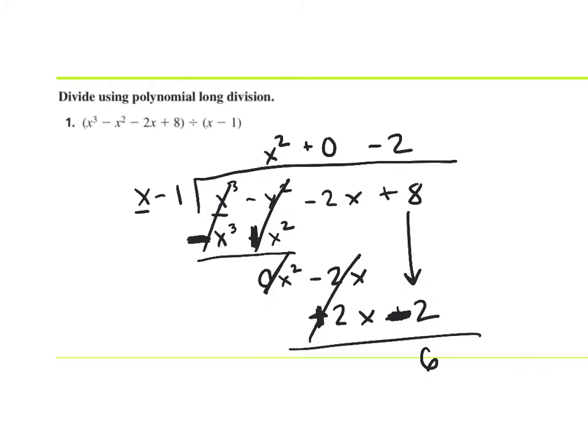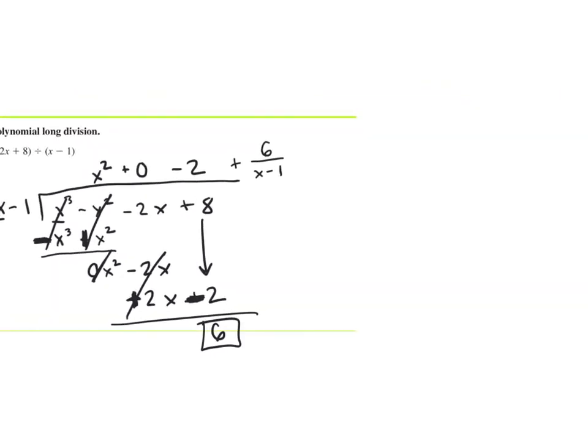What do we do next? That's the remainder. So 6 is the remainder. So we would just write this as a fraction. 6 over x minus 1. No, the 0 does not go in your final answer. So our final answer would be x squared minus 2 plus 6 over x minus 1.